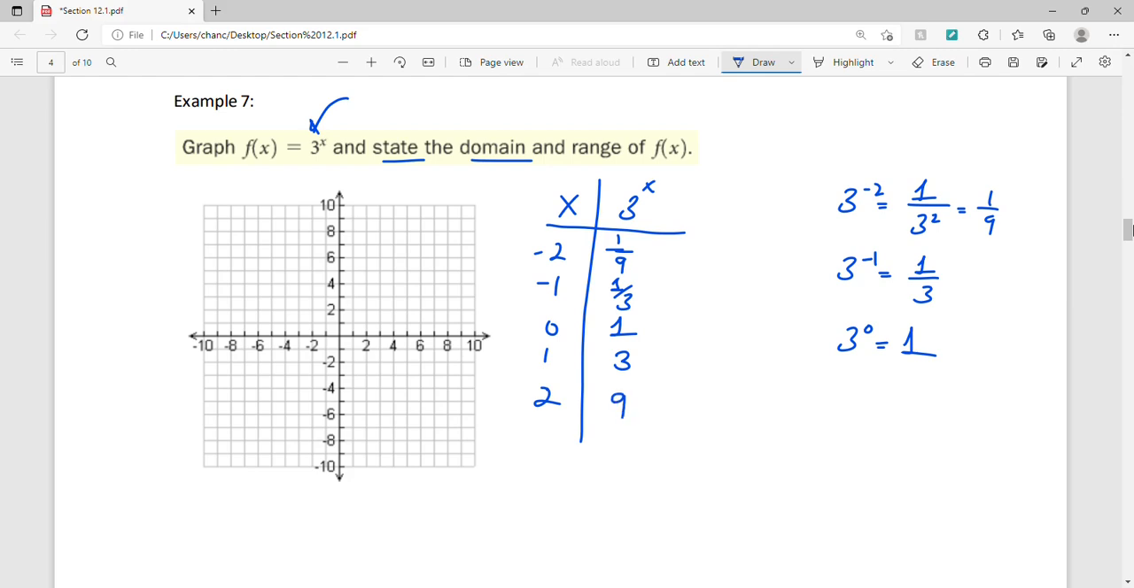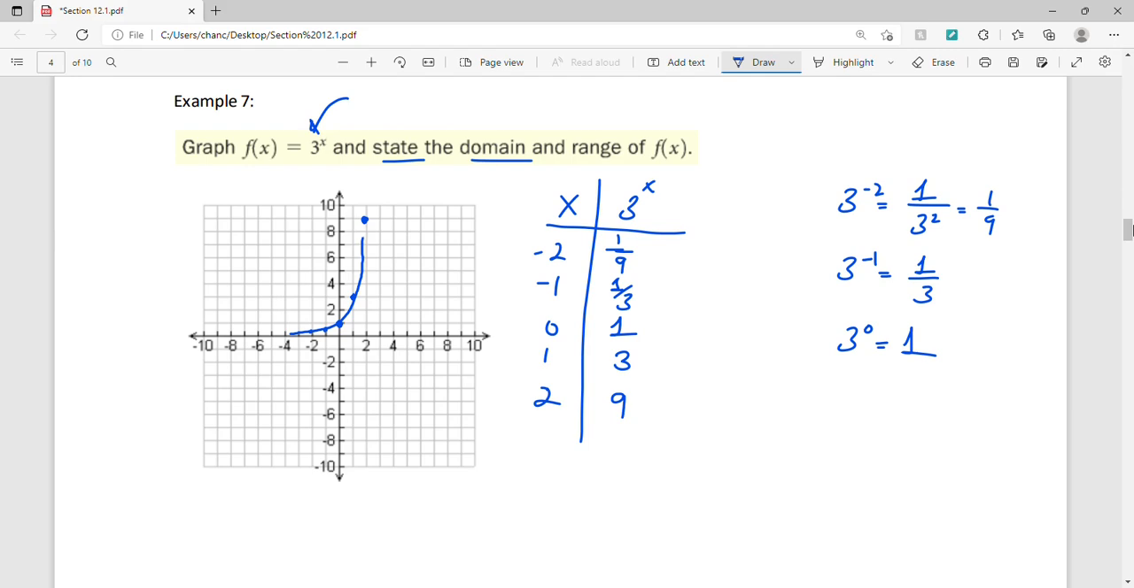So let's graph the values. -2, 1/9. It's really close to the x-axis. -1, 1/3. Just a little bit higher than the previous one. 0, 1. That's our y-intercept. 1, 3. And then we have 2, 9. So it looks like the previous graph, except it's growing a lot faster than the example 6.